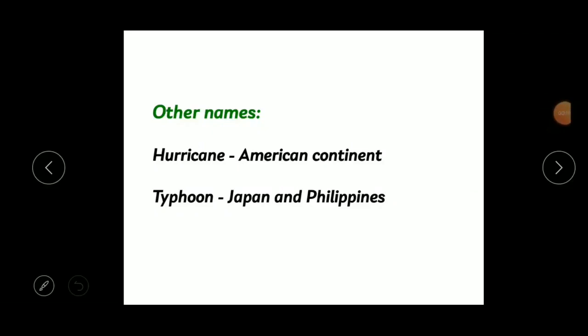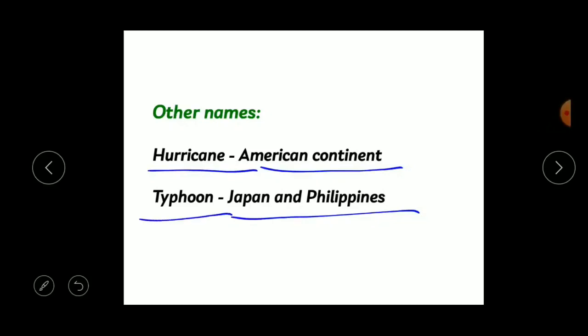A cyclone is known by different names in different parts of the world, and here can you see this hurricane? It is called a hurricane in the American continent. Okay, the hurricane is a name of a cyclone only, but it has a different name in the American continent. And in Japan and the Philippines, they call it a typhoon.